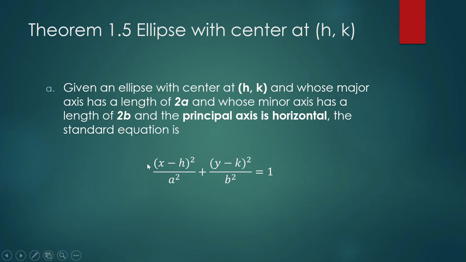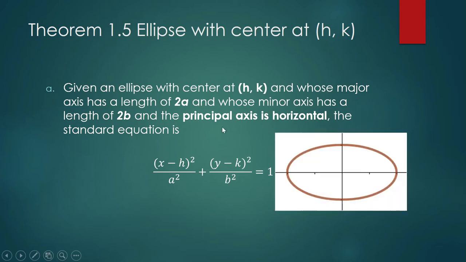For our equation whose center is at the origin, h and k are replaced by 0, which is why when our center is at the origin, this is just x squared over a squared plus y squared over b squared is equal to 1. But when our center is (h, k), this is how our equation in standard form would appear. Again, this is when our principal axis is horizontal.